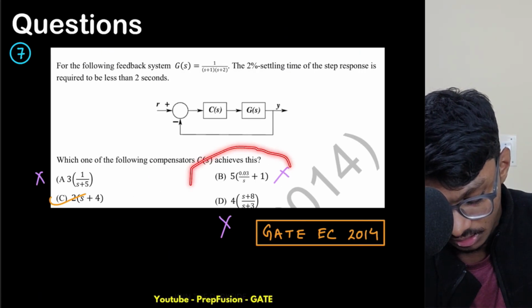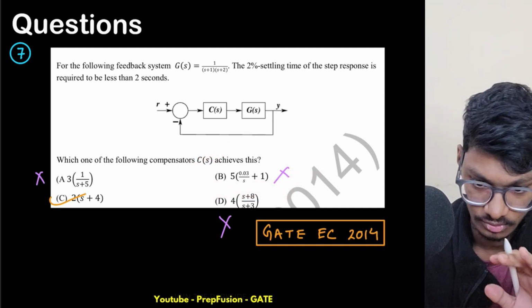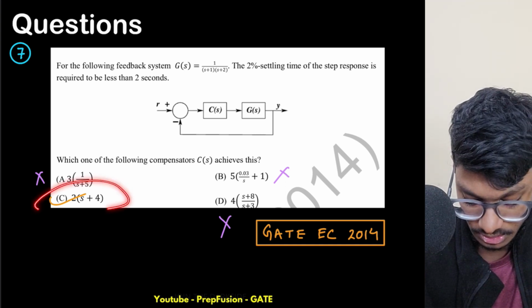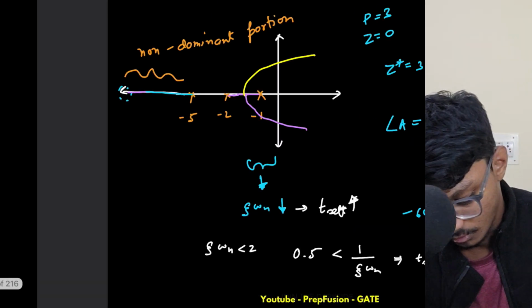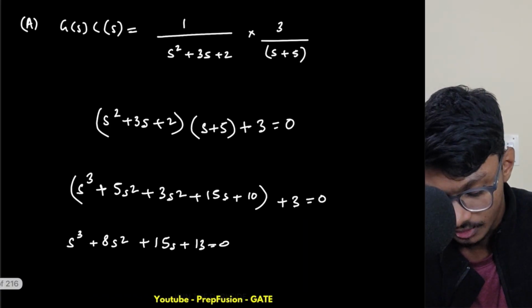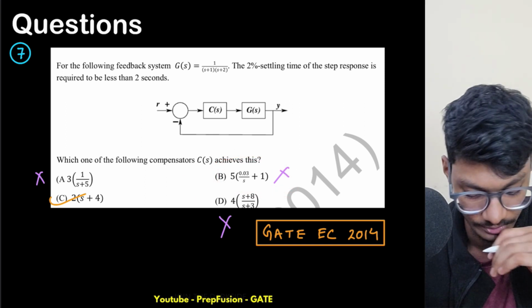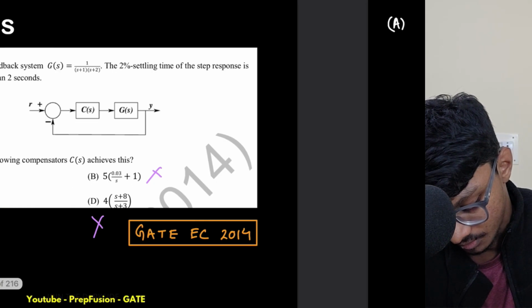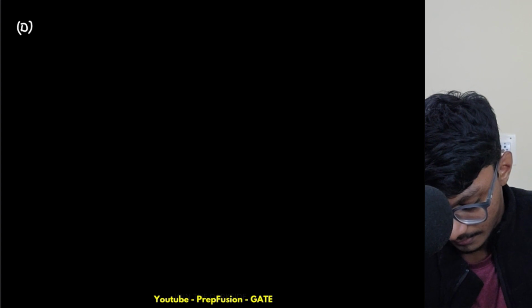Then let's go to the B option. B option is very simple, it is not even possible, so we'll ignore that option. Now let's go for the C option. Why am I ignoring B? Because it is just a simple integral control. It will not affect the time domain parameters. Okay, so C option is the answer, I know, but first let's check the D option.